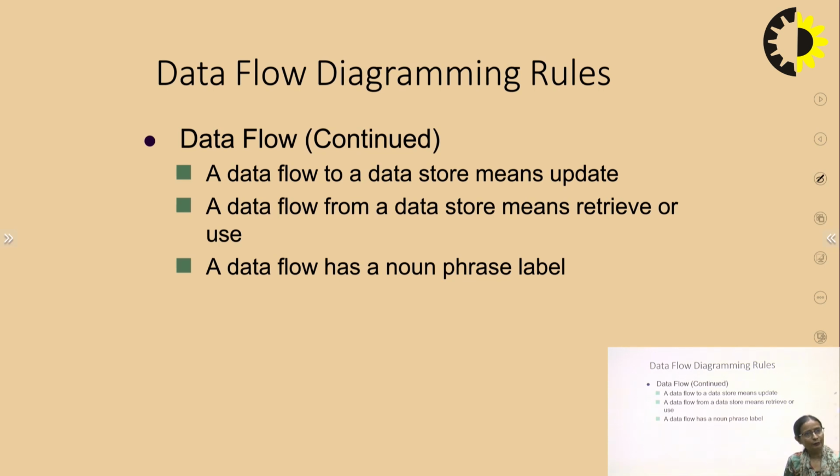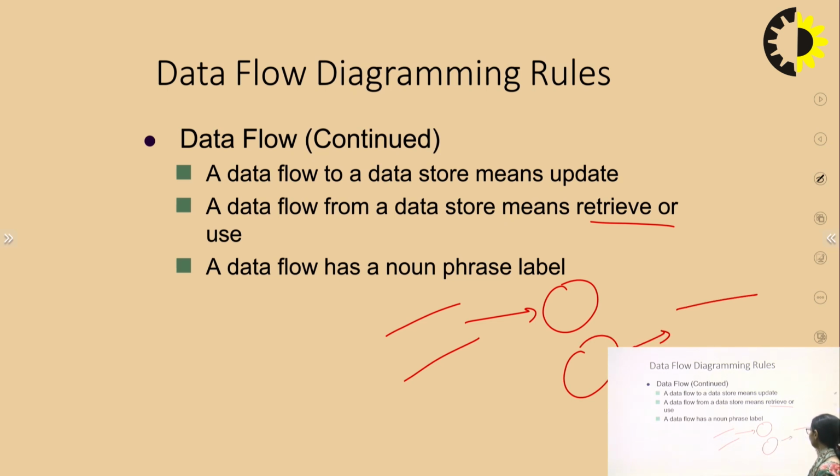A data flow to a data store means update. The data flow from a data store means retrieve or use. That is, if I am having these processes, what does this imply? This implies we are retrieving the data, and this implies we are doing updating. So here we are updating something and here we are retrieving something.